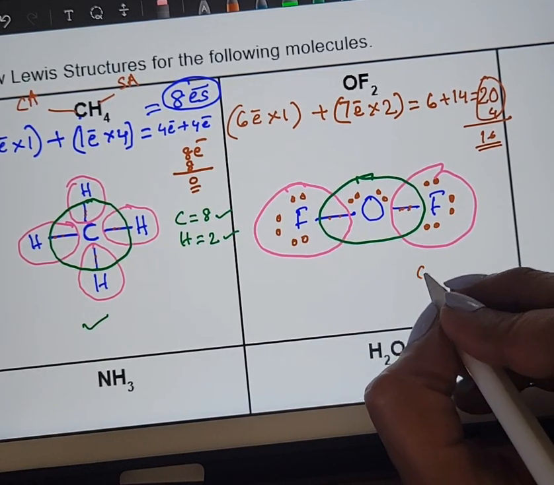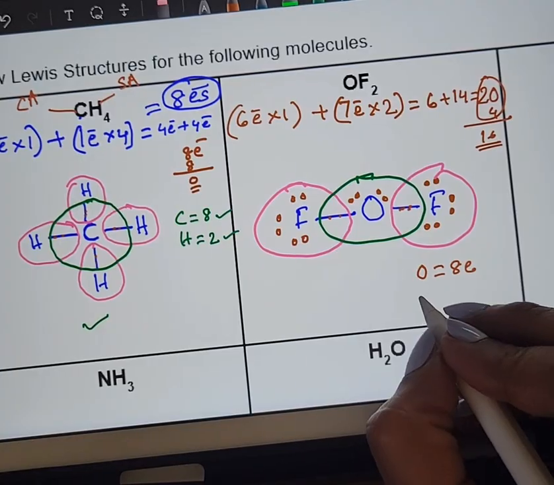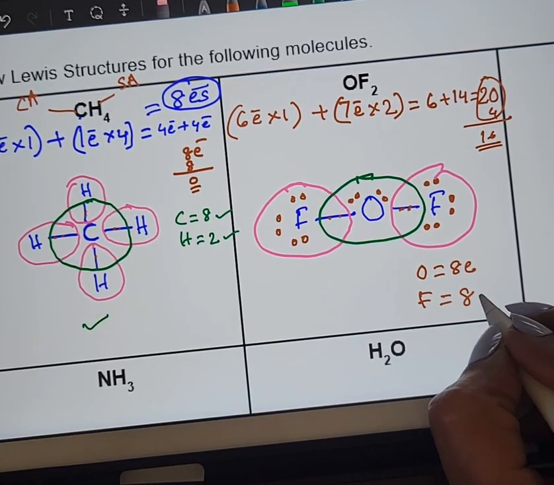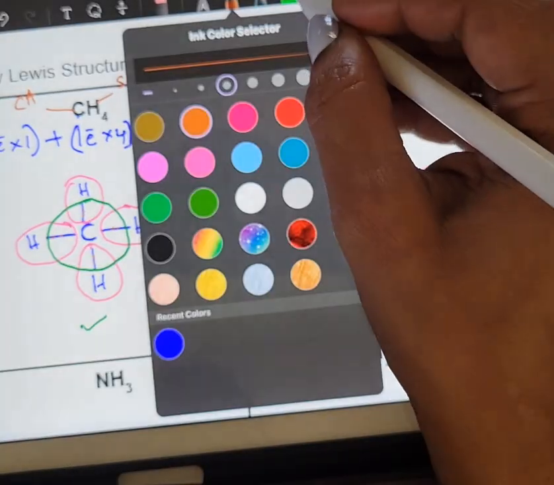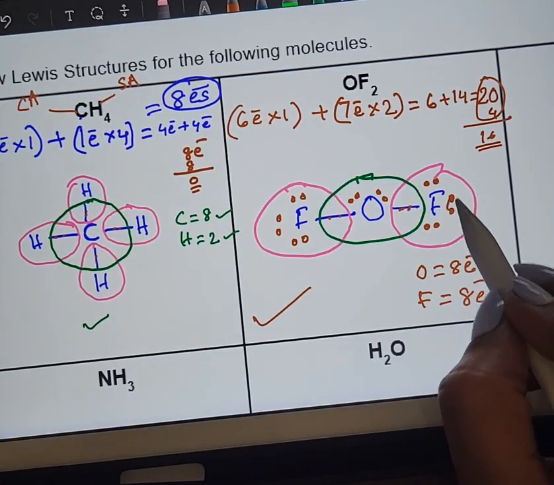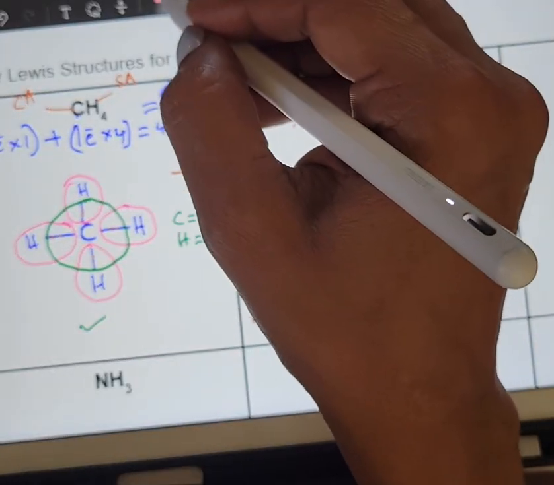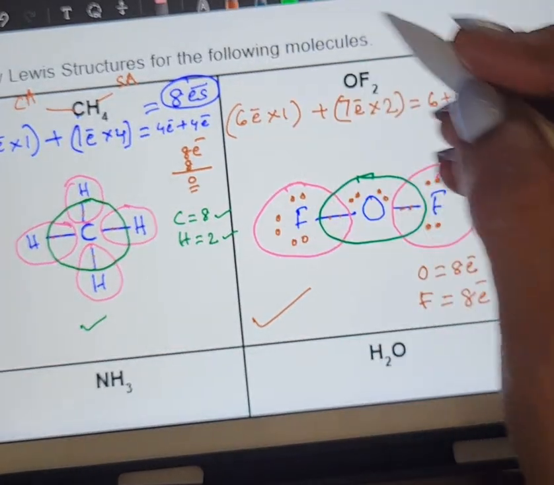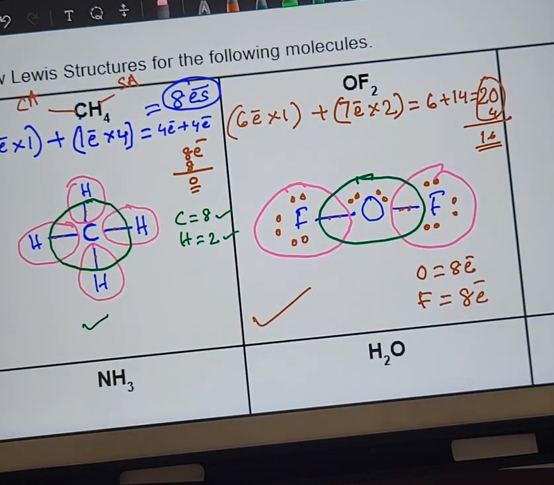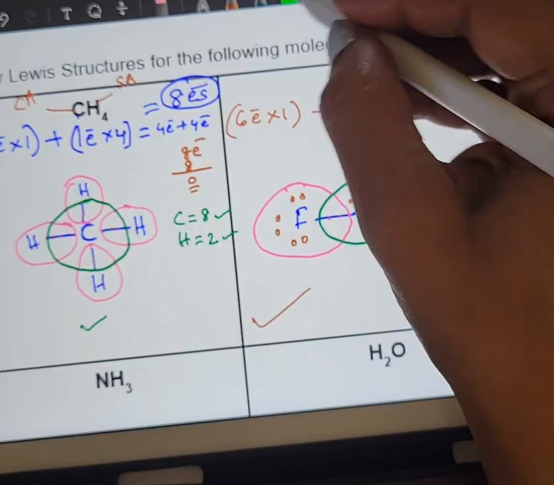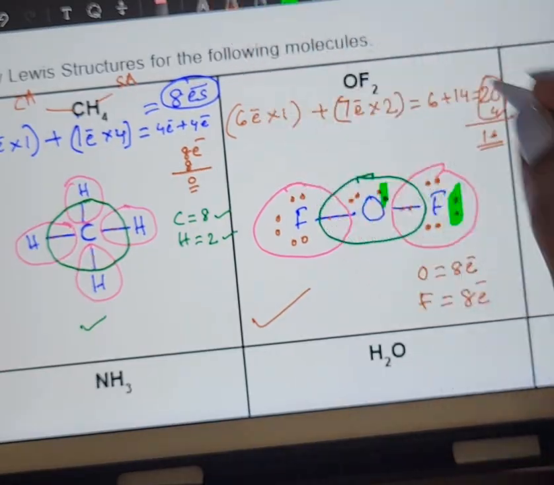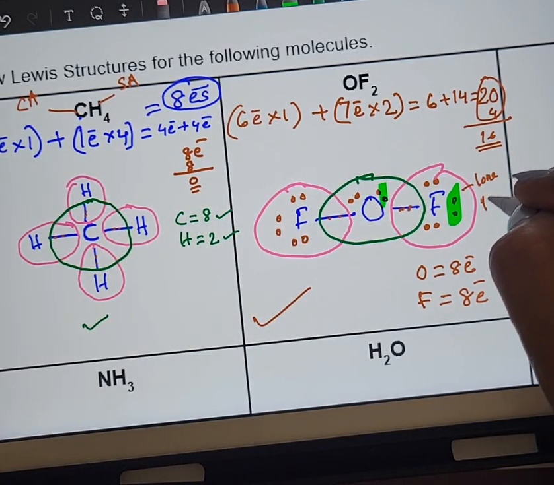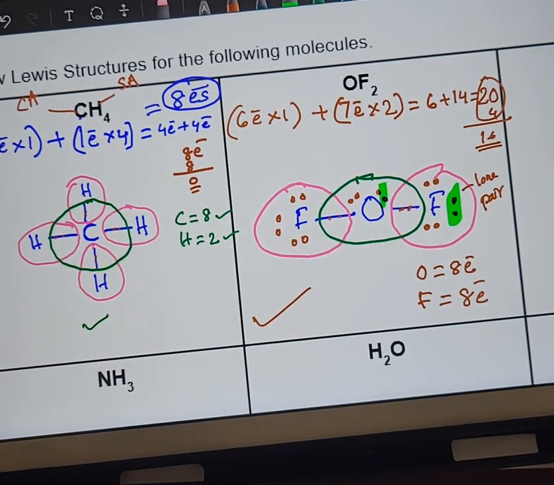So I'm going to write oxygen has 8 electrons. Fluorine also has 8 electrons. So they both are happy. So the structure is correct. Okay, so those who want to label the pairs of electrons, all these pairs are called lone pairs, if you want to write that somewhere, because they are alone.